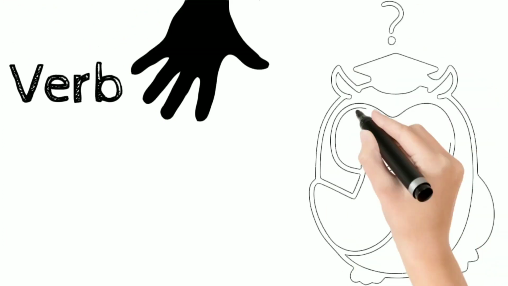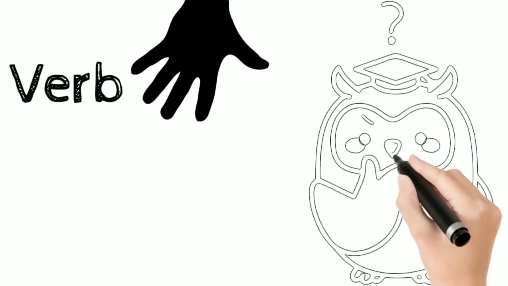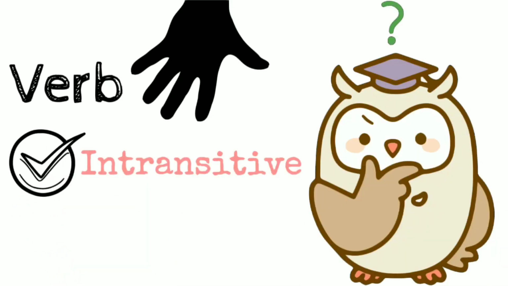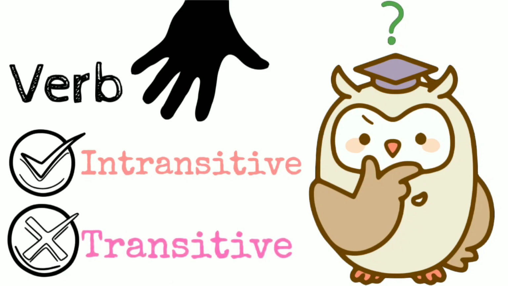Point number 2. Try placing your hand right after the verb. Does the sentence still make sense? Well, if it does, then the verb would be intransitive. If it doesn't, then it would be transitive.